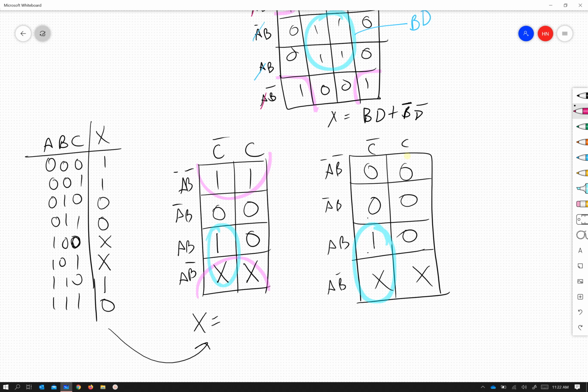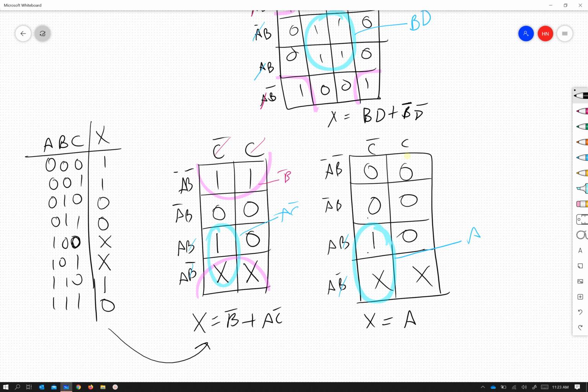my equation would be for the pink, the C's would cancel, the A's cancel, so that's not B. And then for the blue one, the B's cancel, it's A, and then the top is not C. So this is not B, or A not C, right, for that one. On this one, my equation is just the blue one because I didn't have the ones on top to actually group. So the B's cancel, and so it's just A.